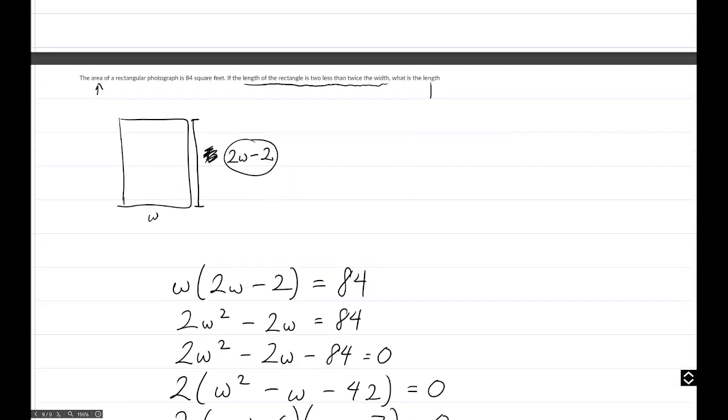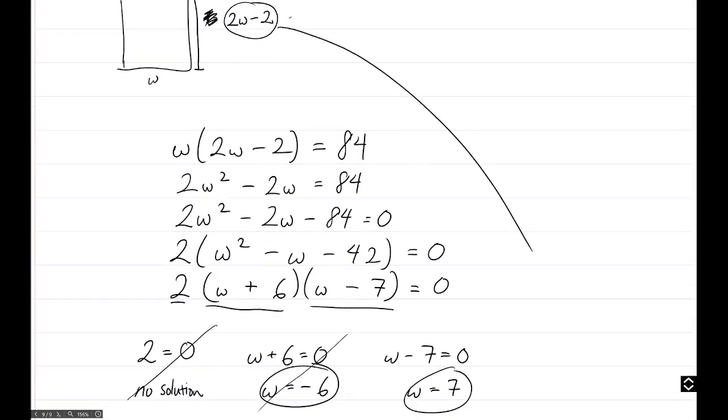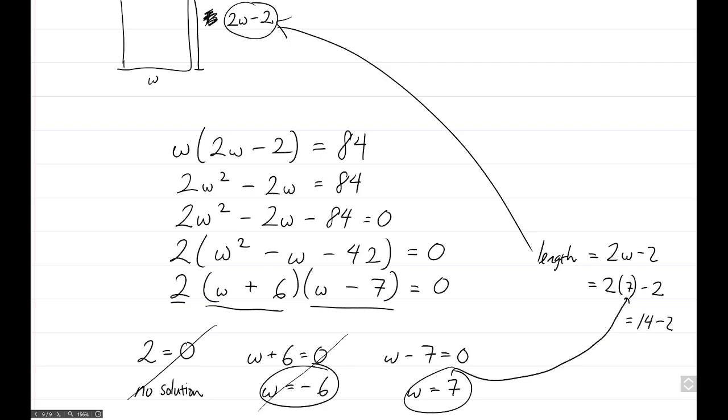The question though was, what is the length? So what we'll do is the length was represented by this here, right? The length is 2w minus 2. So we'll just now plug in this value of w that we found and get 14 minus 2. The length here is 12.